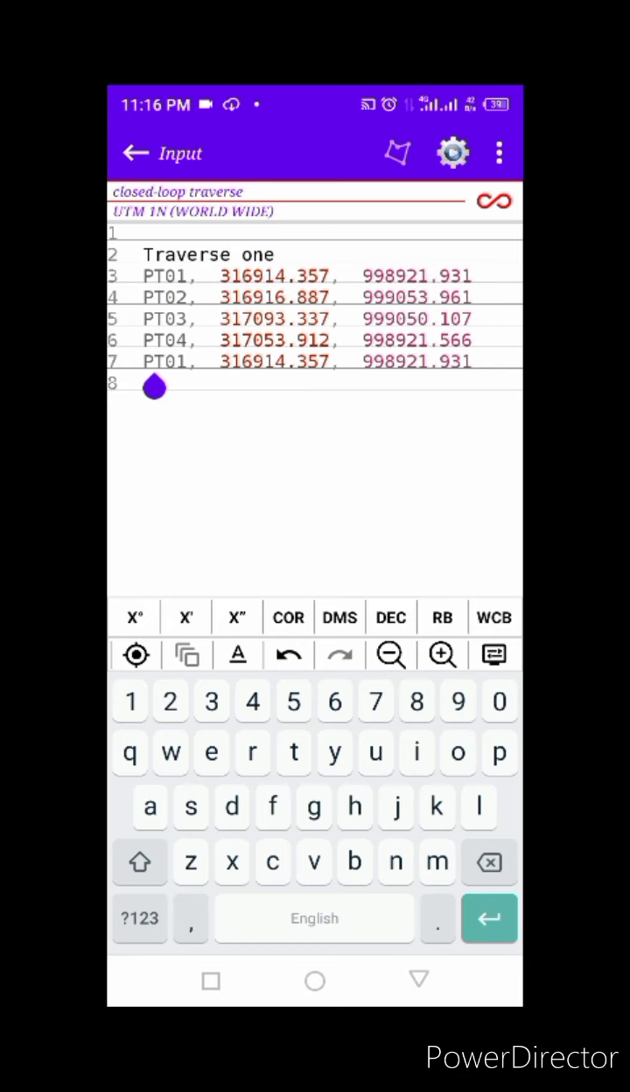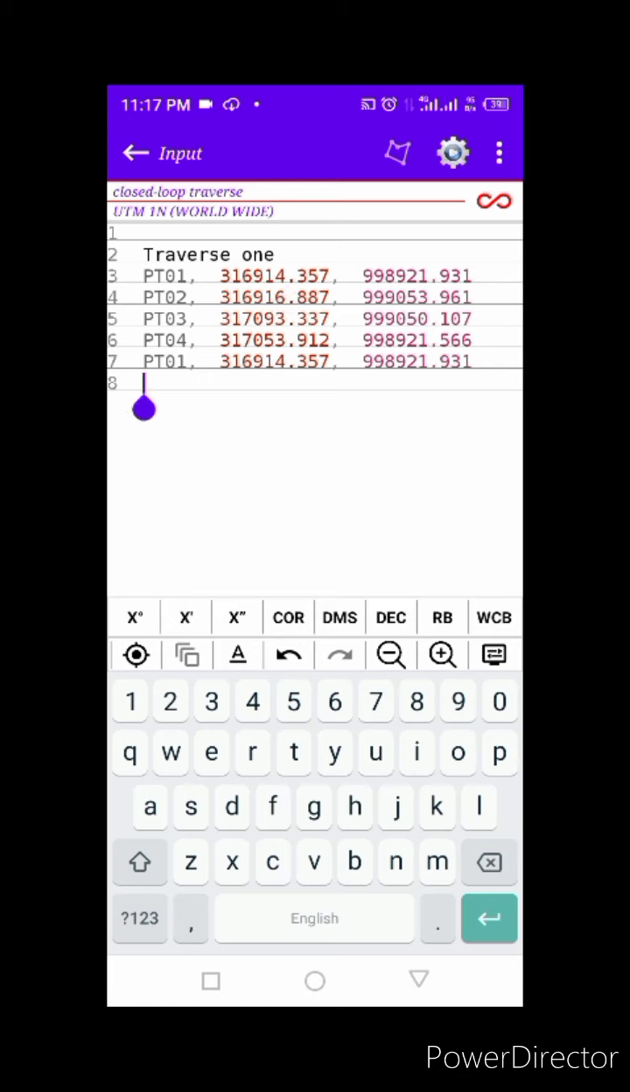The reason why it is being done is to close the transverse. So anytime you have a coordinate arrangement such that the first one is repeated at the last one, it means that the transverse is being closed. You can call it a closed loop transverse. So the actual points are 1, 2, 3, 4 points, which is now being closed back to this first coordinate by repeating it here at the last point.